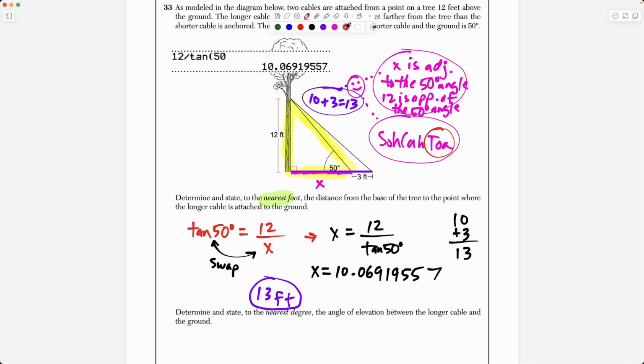So the angle of this last part here, the angle of elevation between the longer cable and the ground, would be this angle over here. So I'll just call this angle theta. Let me just make this a little bit neater. Theta is a popular letter to use when you're talking about angles, the Greek letter theta.